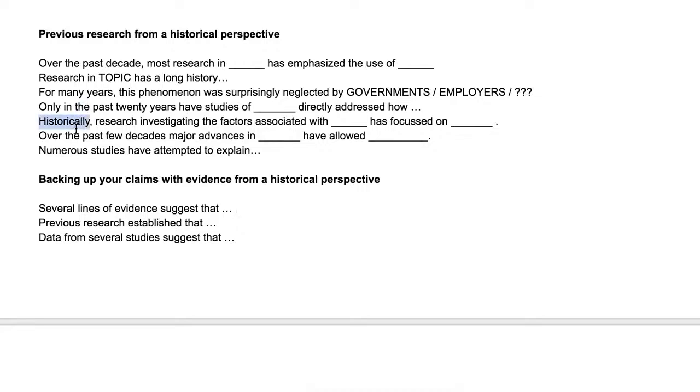I love this one especially. I mean, how many times have you heard the word historically? Probably not that often. And this is the kind of style that I aim for my students to be writing. This is what I want them to aim for. Just writing with a little bit of flair, that's all. So, historically, research investigating the factors associated with global warming has focused on carbon emissions and pollution. I don't know, okay? But it's easy, you just fill in the blanks.